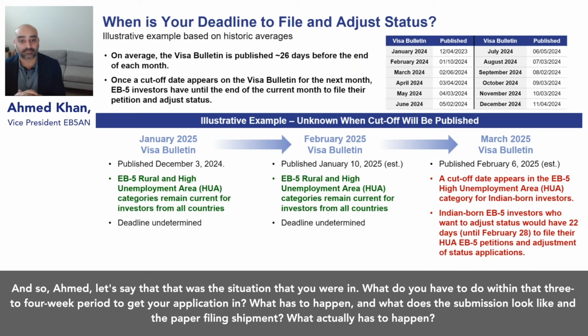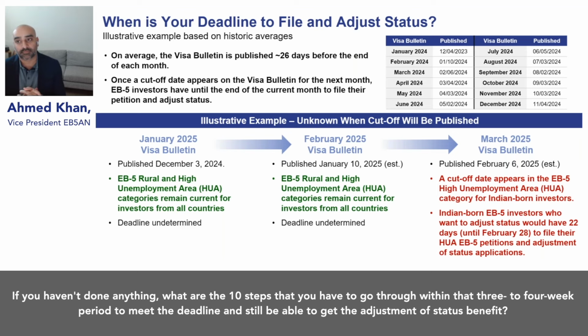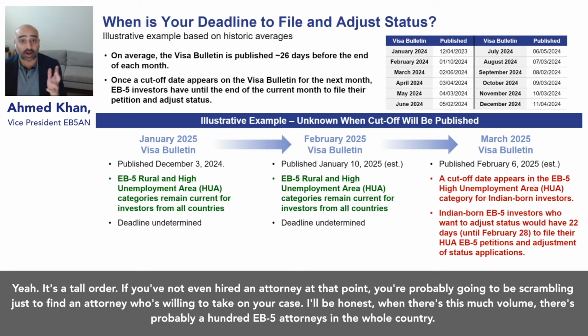And so, Ahmed, let's say that was the situation that you were in. Like, what do you have to do within that 3 to 4 week period to get your application in? What has to happen, and what does the submission look like, and the paper filing, shipment, like what actually has to happen? If you haven't done anything, like, what are the 10 steps that you have to go through within that 3 to 4 week period to meet the deadline and still be able to get the adjustment of status benefit? Yeah, it's a tall order.